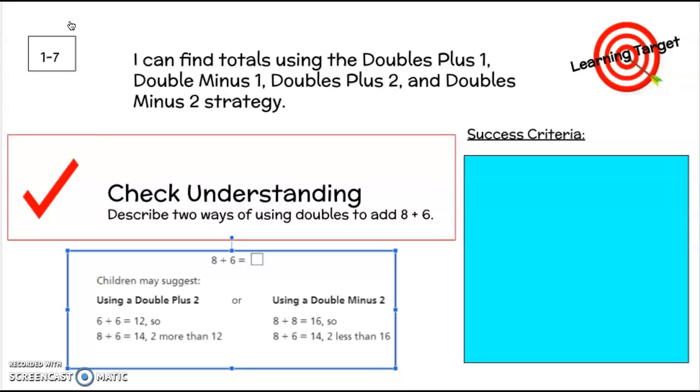You might suggest using doubles plus 2. 6 plus 6 equals 12. So 8 plus 6 is 14, 2 more than 12. Or using a double minus 2. 8 plus 8 equals 16. So 8 plus 6 equals 14, 2 less than 16.